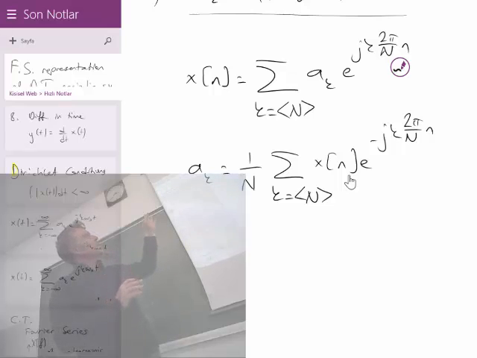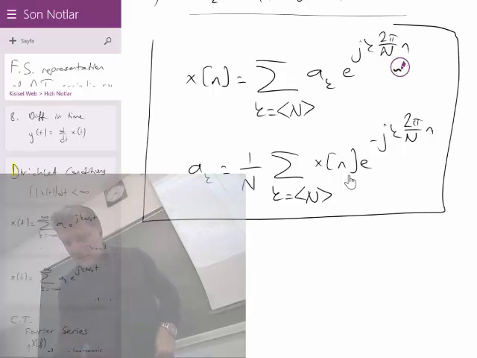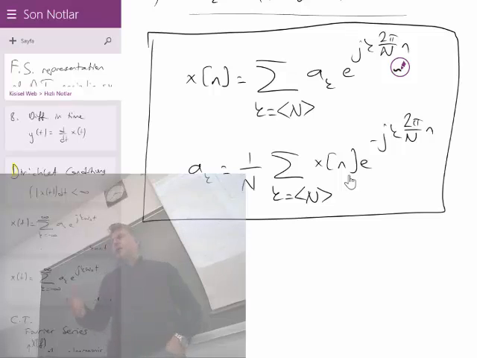The time domain representation has positive exponents. The frequency domain representations have negative exponents, e to the minus j k omega 0 n. Okay, that's quite an easy way to remember these things. And these two formulas will mean the discrete time Fourier series representation.